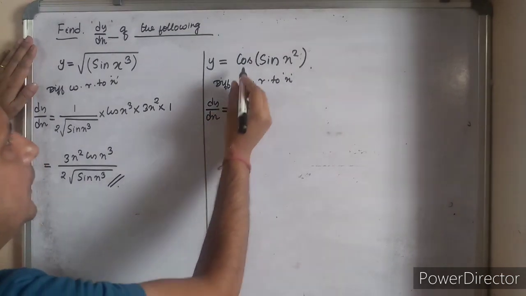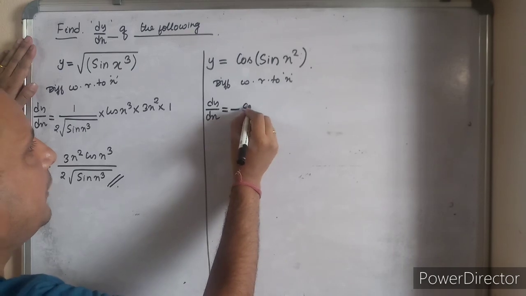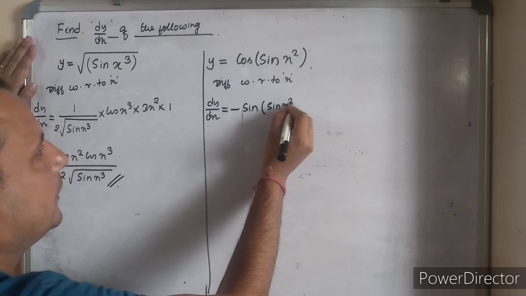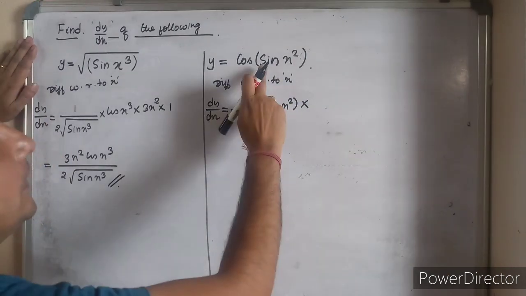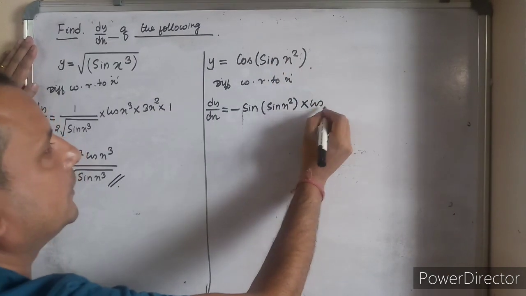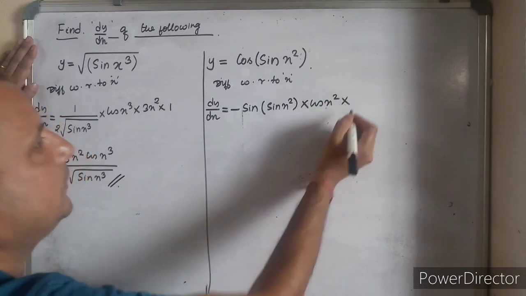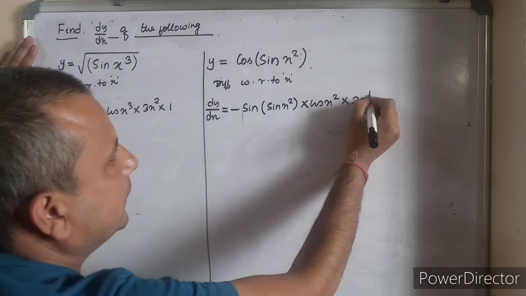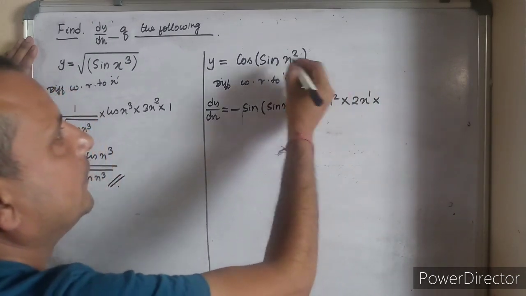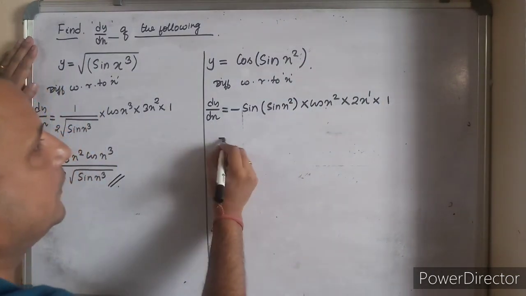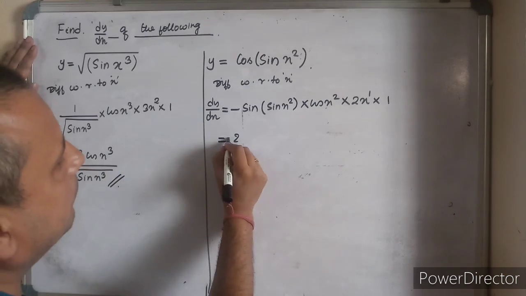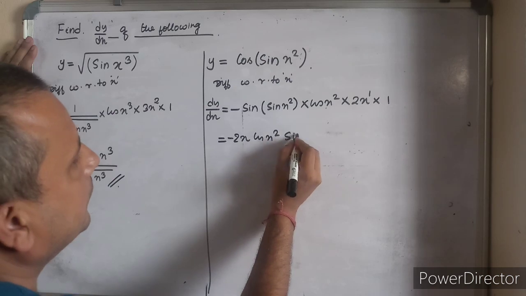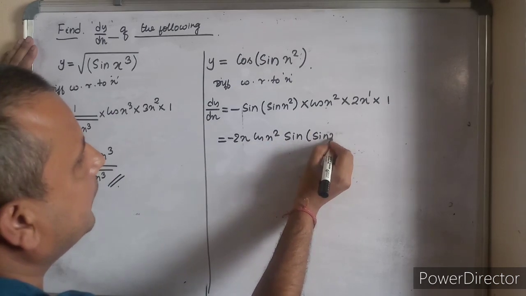dy by dx equals the derivative of cos, which is minus sin. The same thing inside, you have to write, into. Now next is the derivative of sin, which is cos x square, into the derivative of x square, which is 2x to the power 2 minus 1, that is 1, into the derivative of x, which is 1. The final answer will be minus 2x cos x square sin of sin x square.